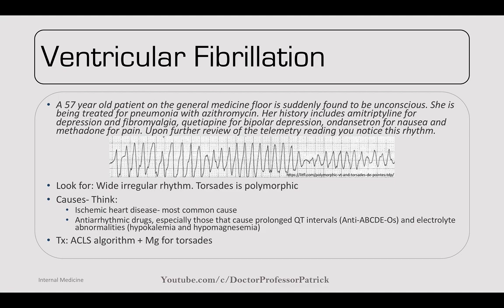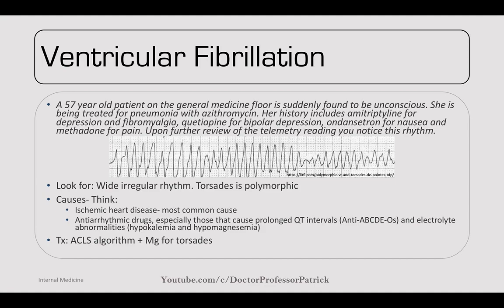So you can see there is a wide-based irregular rhythm, and this one here is torsades, or twisting around the point. So if we notice, it gets bigger and smaller. So think ischemic heart disease, the most common cause for VFib, and then antiarrhythmic drugs that can prolong the QT intervals. So if you go through your anti-ABCDs and Os, or electrolyte abnormalities like hypokalemia and hypomagnesemia.